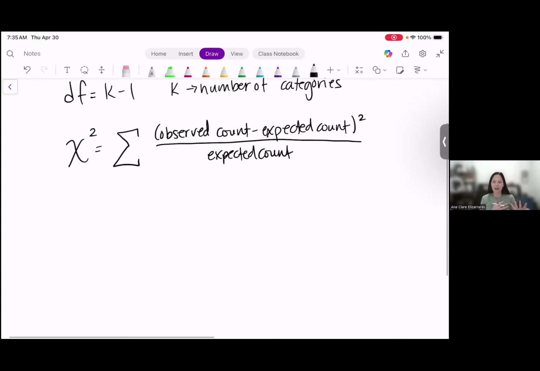Well, what is the observed value? What is the expected value? It all comes from the data. And so your observed value is the raw data that you're given to analyze, and the expected value is based on what you would expect, assuming that the null hypothesis is true. So let's get together an example so we can talk about this.